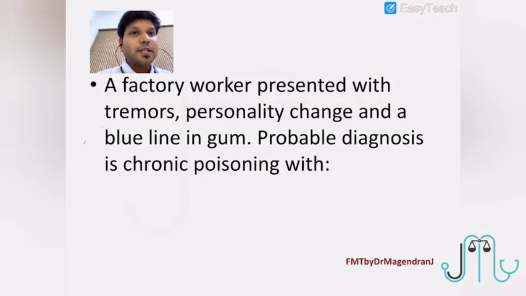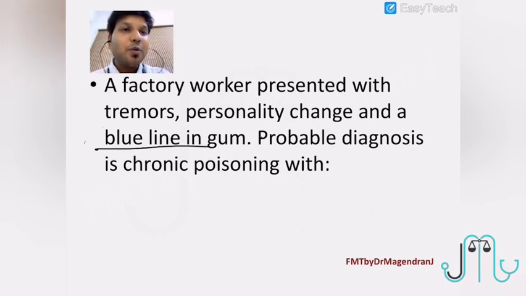A factory worker presented with tremors, personality change, and a blue line in the gum. Probable diagnosis in this chronic poisoning with. And before going on to the options, let us narrow down the diagnosis. Which metal could it have been? Most of the people have been thinking of lead as soon as they saw blue line in the gums.